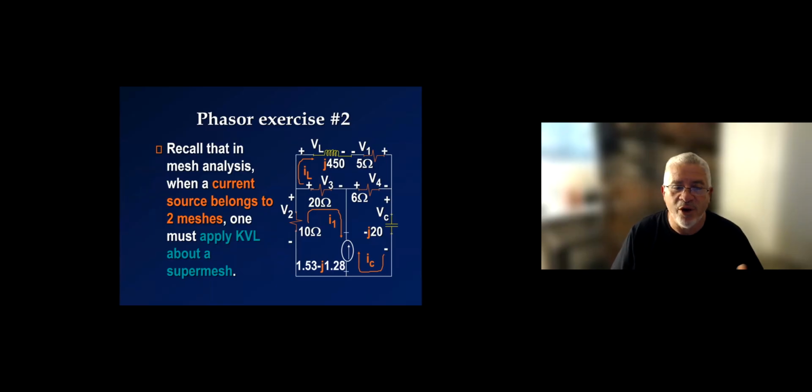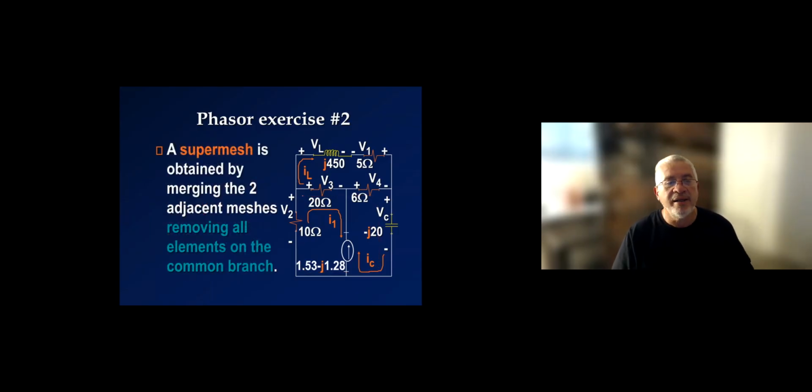So again, the current source belongs to two meshes here. That current source IS belongs to mesh I1 and IC. So we're going to need to apply a KVL around the supermesh, which is the one you're going to see here, that I'm pointing out in red. All right. A supermesh is obtained by merging the two adjacent meshes, removing the element on the common branch. I showed it to you earlier.